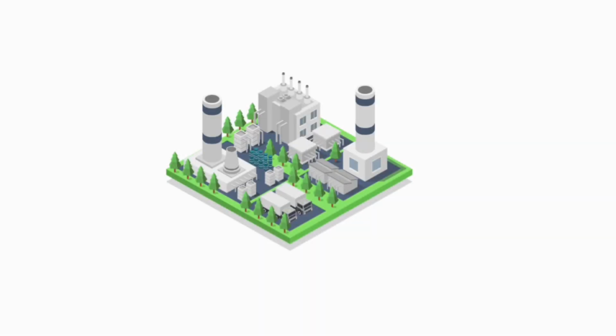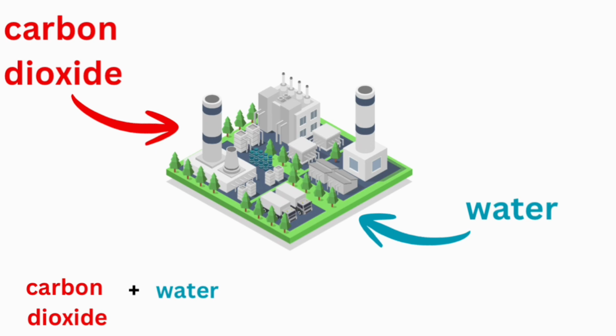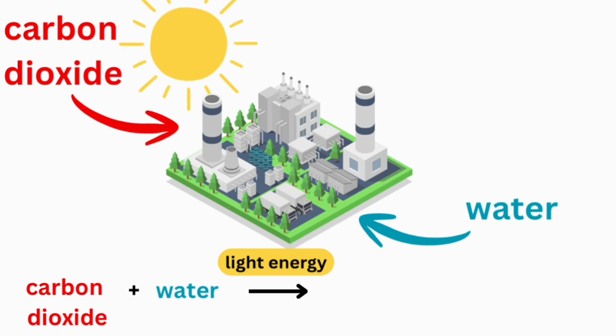We can write a word equation to summarise what's happening in our Palisade factory. The factory takes in two ingredients, carbon dioxide and water, so we write these at the start of the equation. Light energy is not an ingredient, but it is needed to make the reaction happen. So what we do is we draw an arrow to show the reaction happening and write light energy above it.